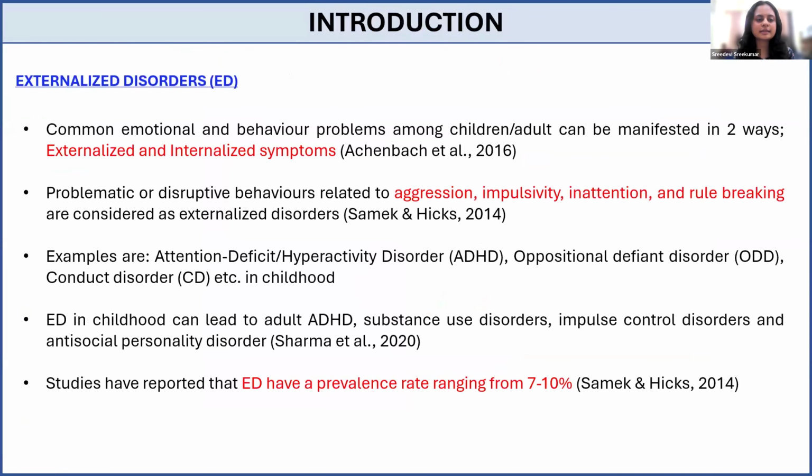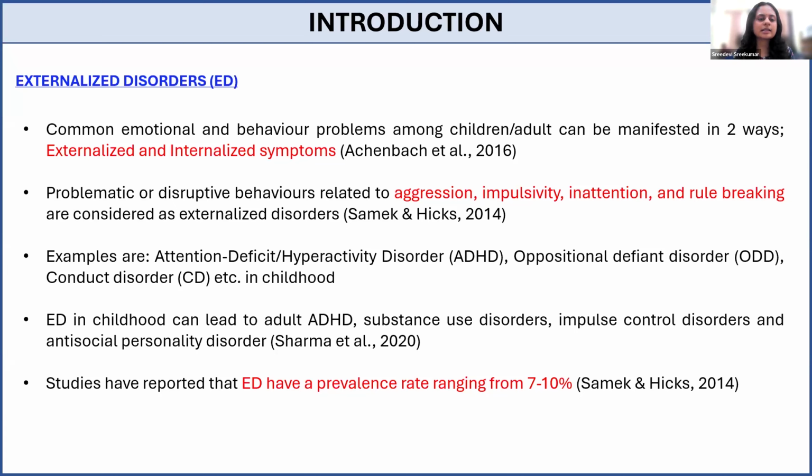First, talking about what externalized disorders are. There are different ways in which emotional and behavioral problems can manifest in children or adults. Some will be thought-related symptoms, some will be detachment symptoms. However, the very common ways in which these behavioral problems are manifested are externalized and internalized symptoms.